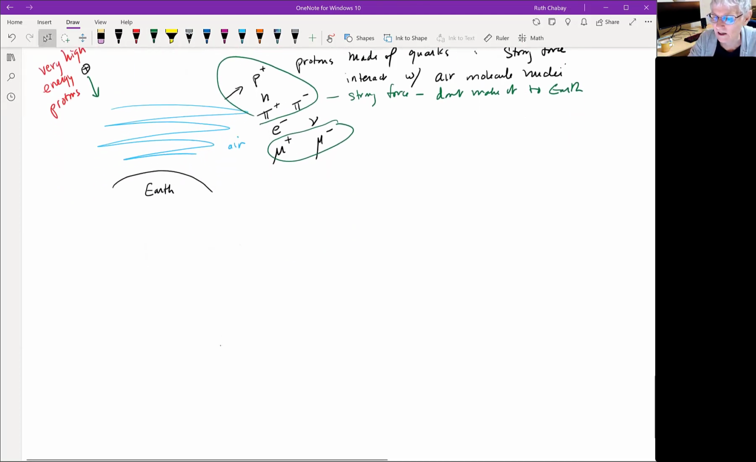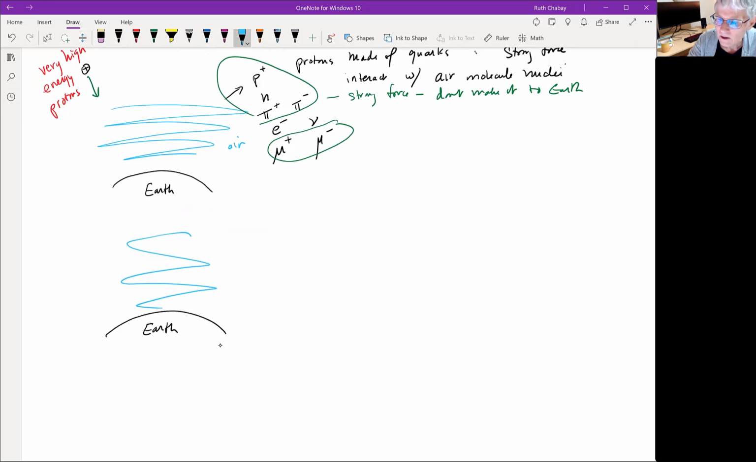So what we'd actually get here is, so here's the air. Oops, let's make the air blue. Here's our muon, say it's a mu minus, coming down here, and it's just leaving a trail of ionization. So it's knocking off electrons and it's generating positive ions as it comes. Could be a mu plus. So the muons ionize the air.